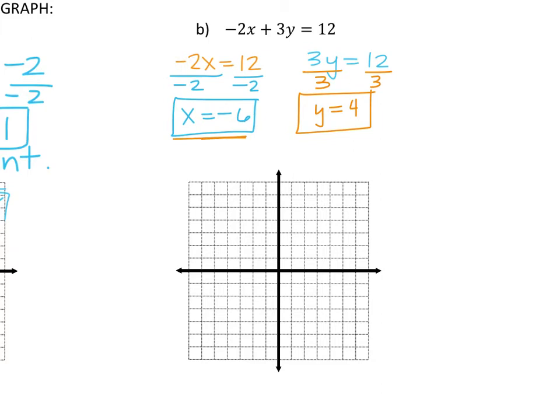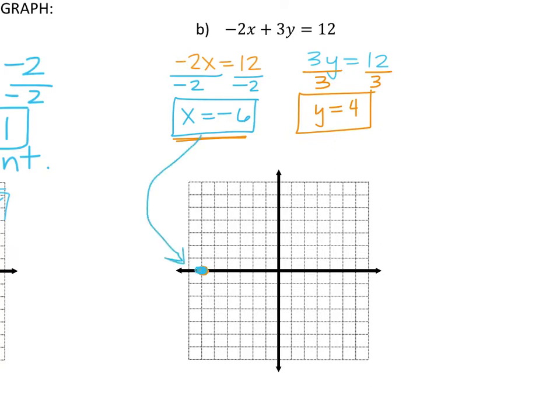So if my x-intercept is at -6, I'm gonna go on my x-axis, -6. 1, 2, 3, 4, 5, 6. Okay, so that puts me here. Sorry, not that. I color-coded wrong.